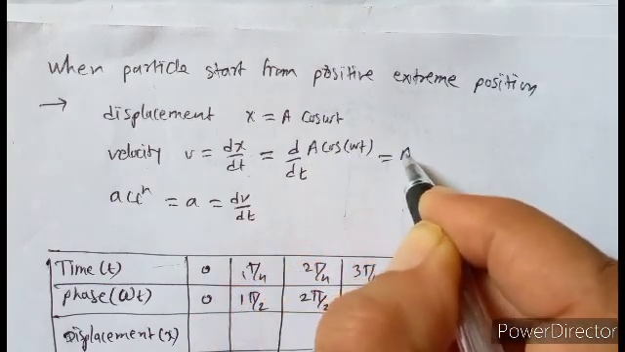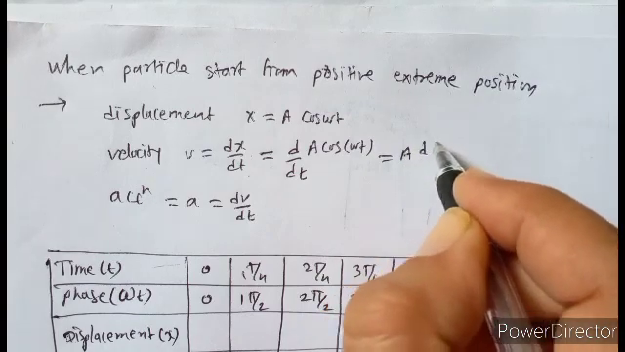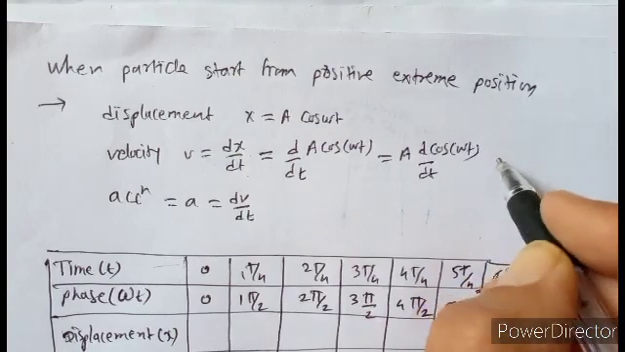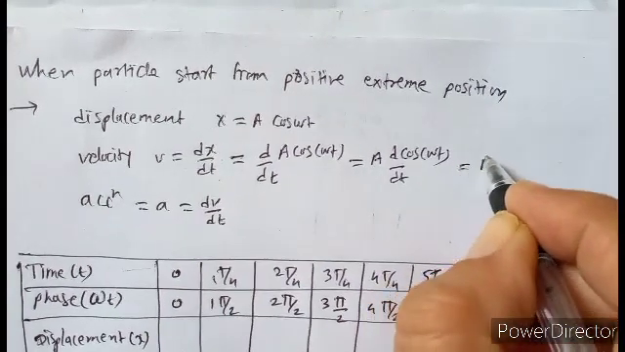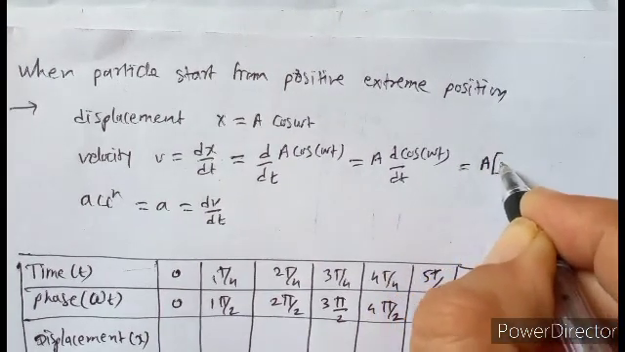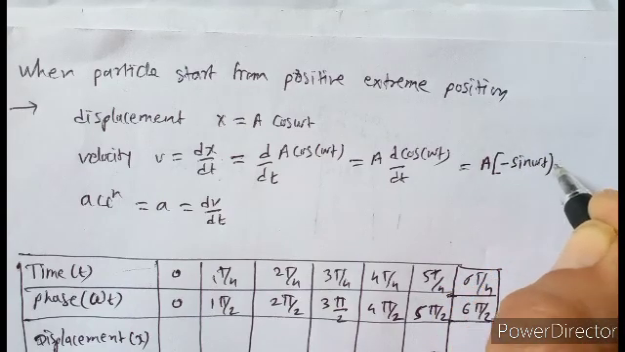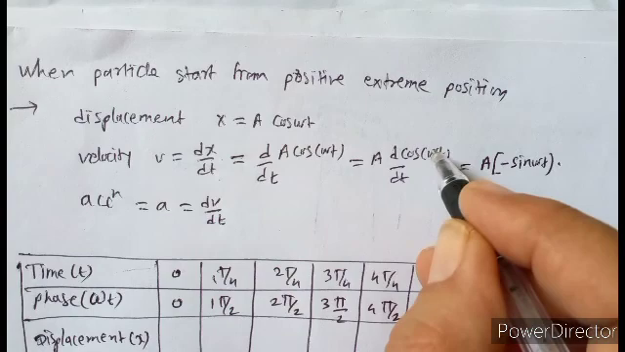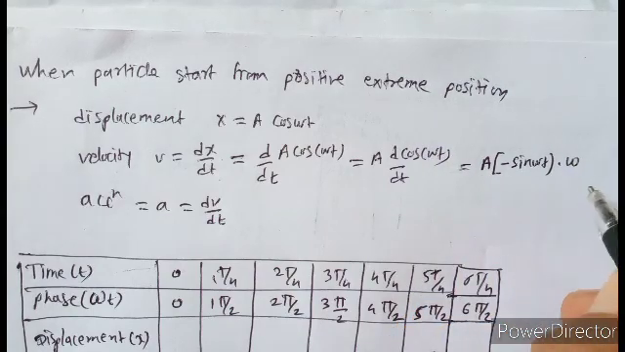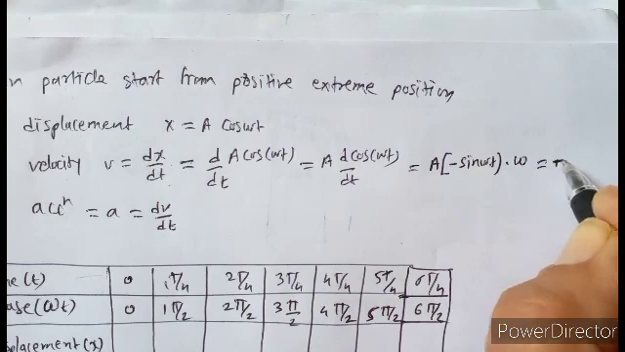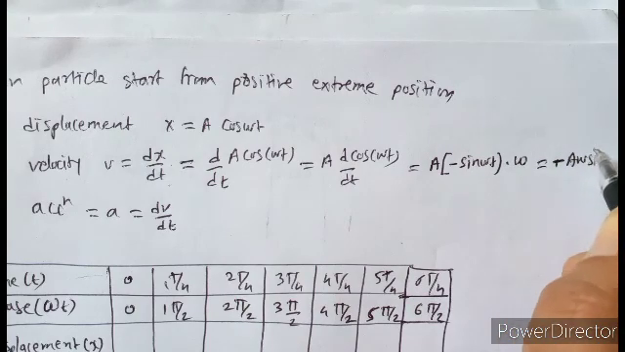A is a constant, take it outside. So a d cos of omega t by dt. Derivative of cos is minus sine, so minus sine omega t into the derivative of omega t, which is just omega. We get the value as minus a omega sine omega t.